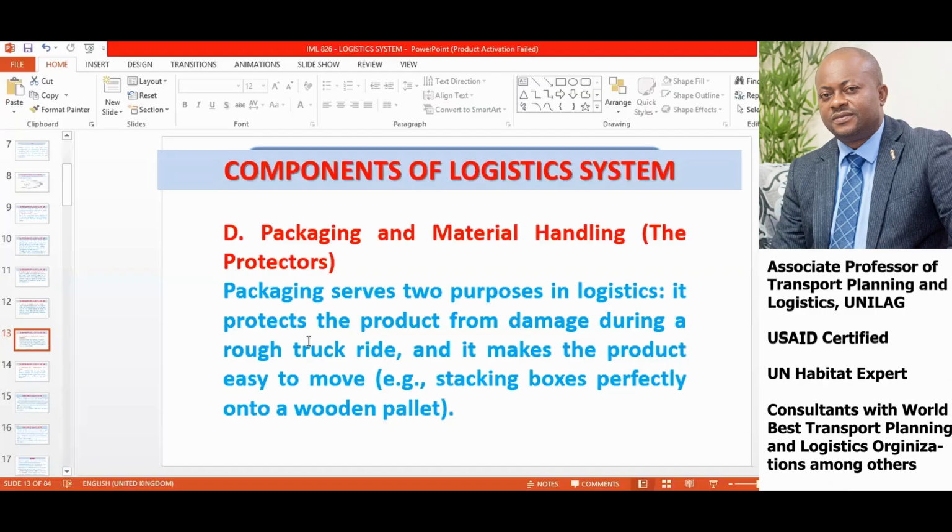Okay. Now, can somebody quickly read this for us? The packaging serves 2 purposes in logistics. It protects the product from damage during a rough truck ride, and it makes the product easy to move, e.g., stacking boxes perfectly onto a wooden pallet. Close brackets. Yes. Thank you so much.